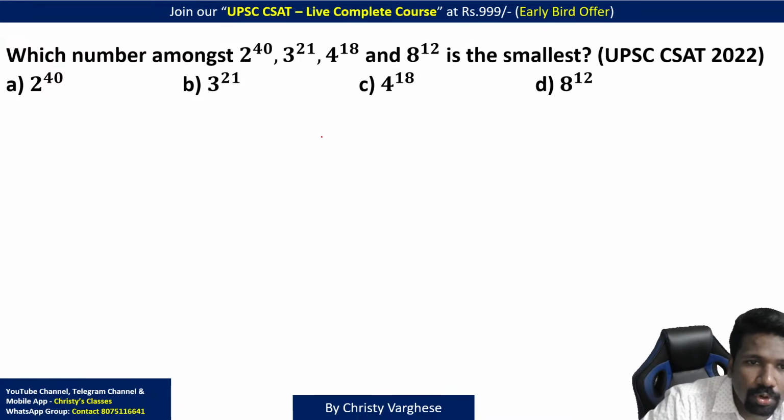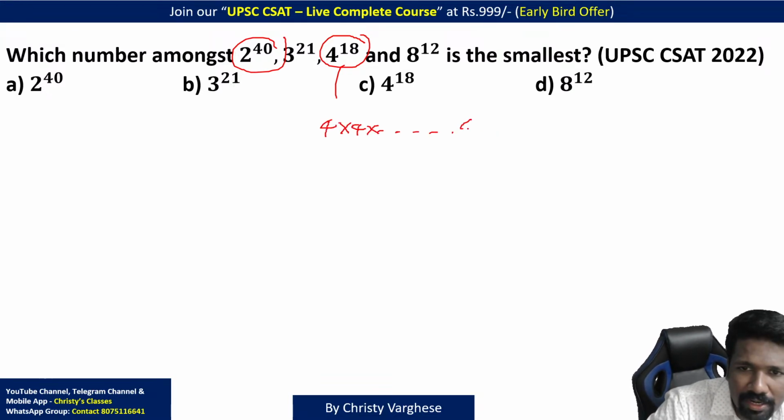Anyway, you know 2 raised to 40 and 4 raised to 18. What does 4 raised to 18 logically mean? 4 into 4 into 4 into 4 into 4. Repeated multiplication is exponents. Each 4 is 2 into 2. So 18 4s means 18 into 2, 36 2s will be there. What I am saying is 4 raised to 18 can be written as 2 raised to 36.